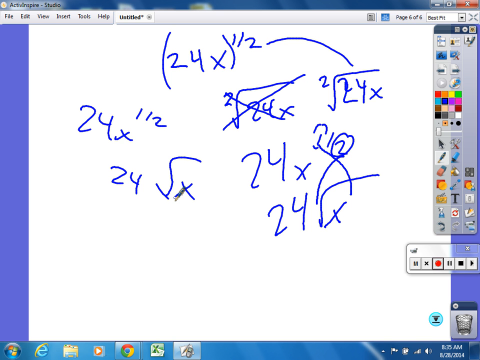It's because you don't have to. Do we really need to put that 2 there? No, but if it was a cube root, do I need to put a little 3 there? Sure. I'm just showing you where it came from. Does that make sense to you?